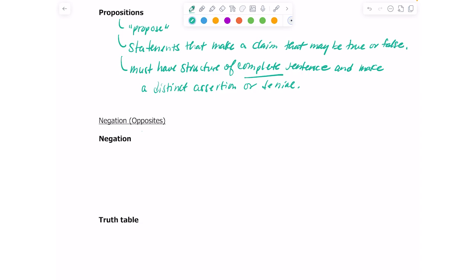Now, what we can do with propositions is we can negate them. So we call these negations or opposites. There's a symbol for negation. It looks like this little tilde or squiggle. Some books use different symbols, but that's the notation that we're going to use for negation. So a negation is just a logical opposite of a proposition.